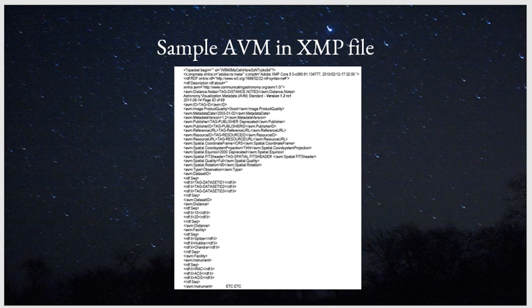This is an example of AVM being used in an XMP file. There are some AVM tags in the middle of the record, including publisher, publisher ID, reference URL, and resource ID. Since AVM is compatible with XMP, this is how its metadata can be directly embedded into image files.